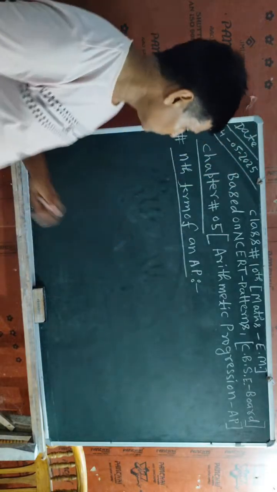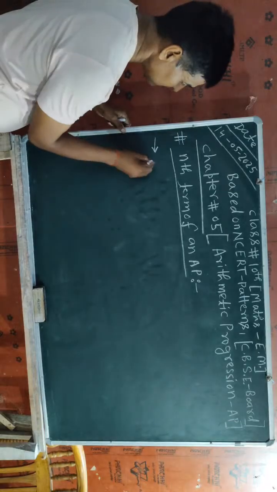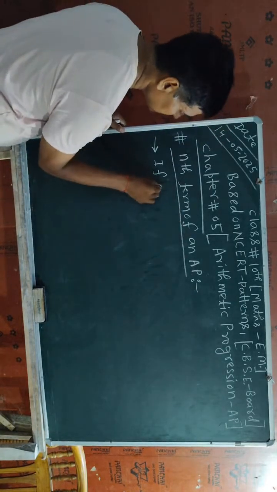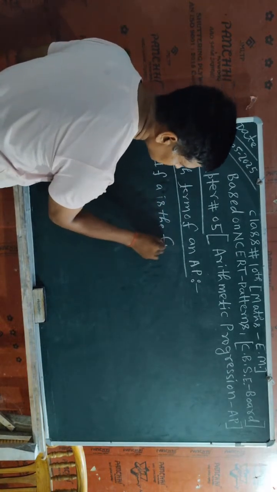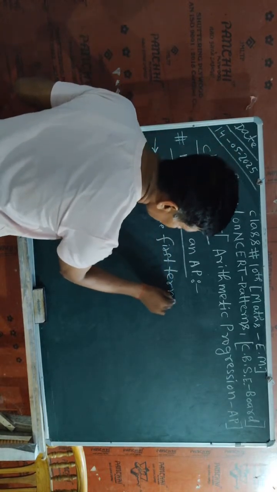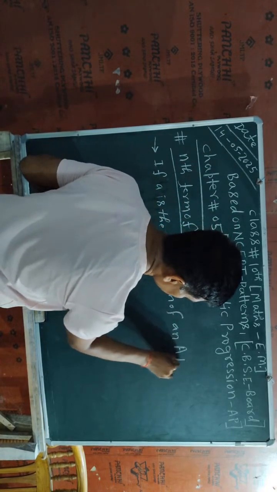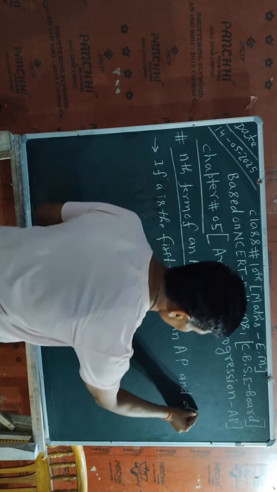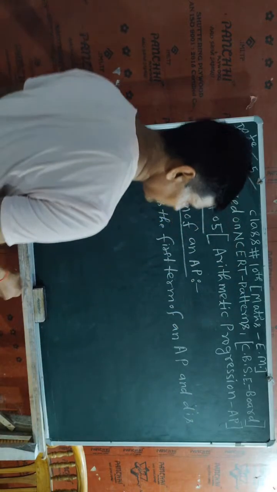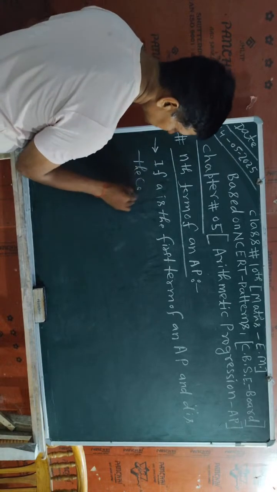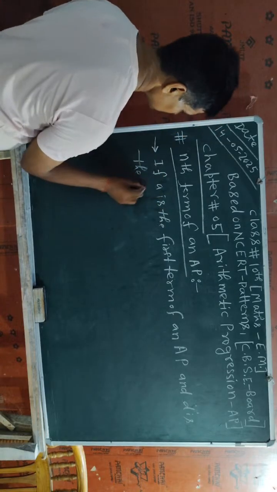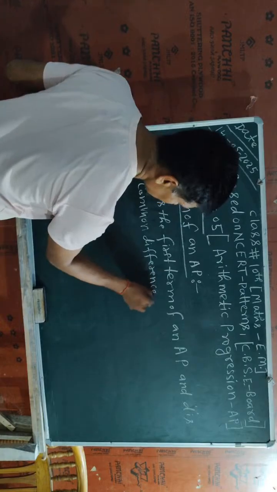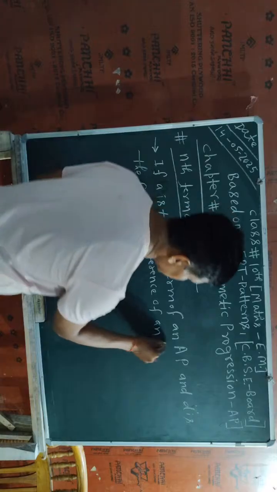First of all I am going to write some information. Here I will write one statement, that statement will be such that I will say: if a is the first term of an arithmetic progression, and d is the common difference of an arithmetic progression.